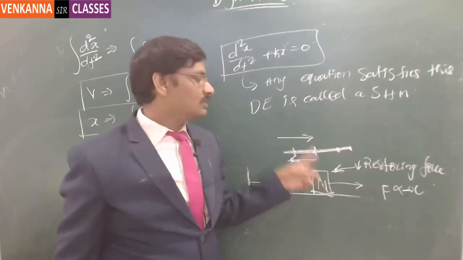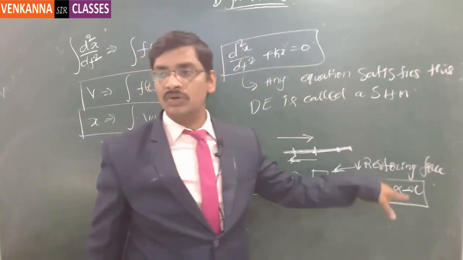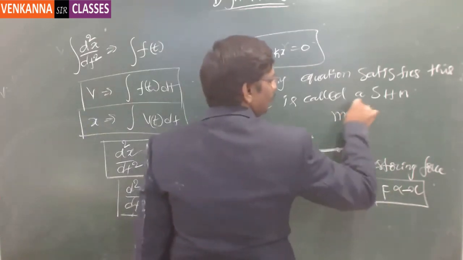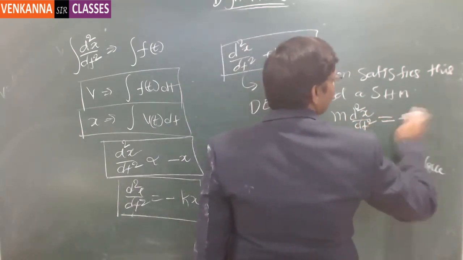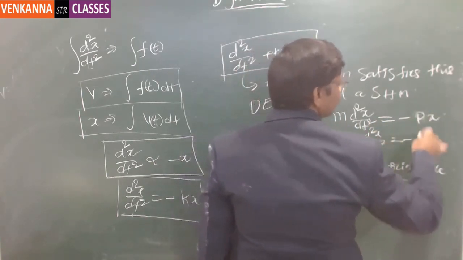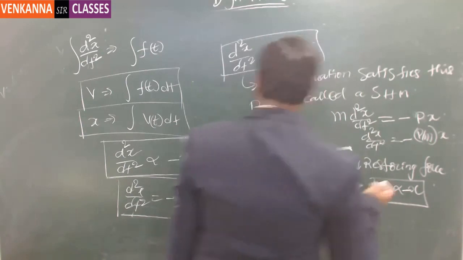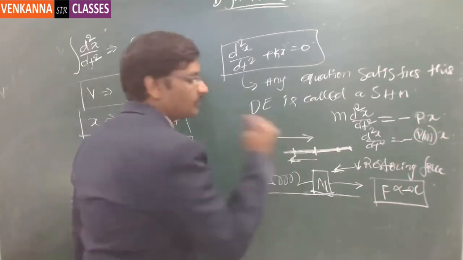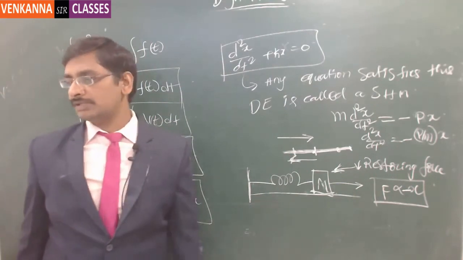That means the force is always of the form F is directly proportional to minus X. Hence we get the relation m d²x/dt² = -px, where p is a constant, and d²x/dt² = -(p/m)x, and this p/m is a constant. So d²x/dt² = -kx is a motion which represents simple harmonic motion. The solution of this differential equation is itself a separate topic for us.